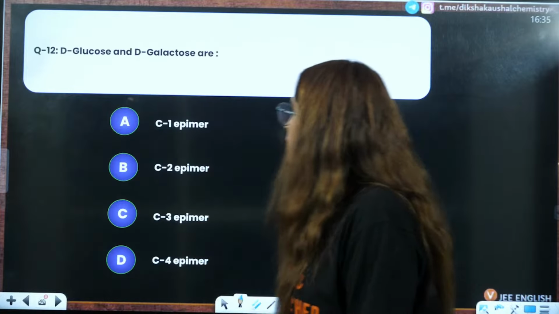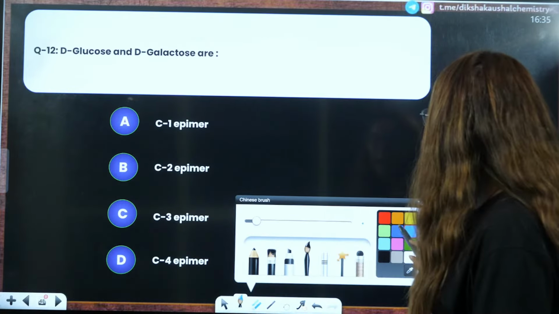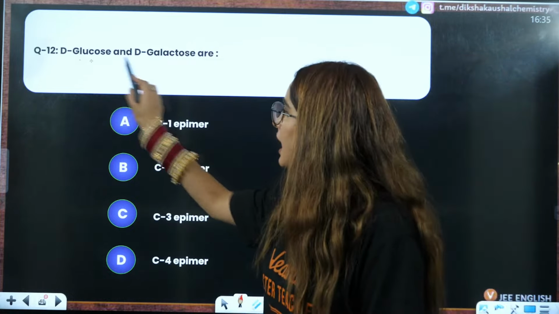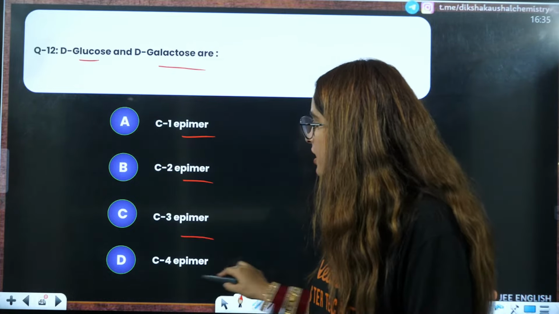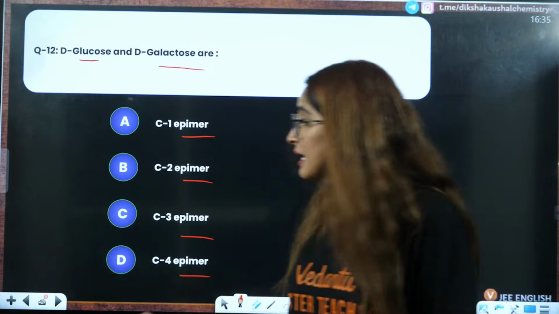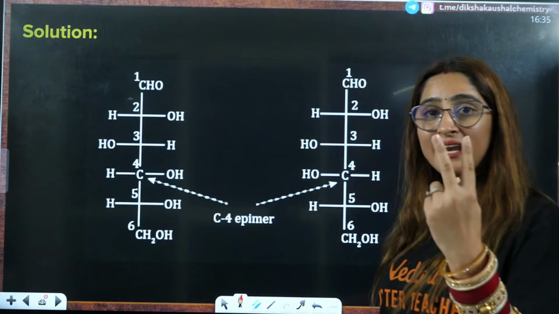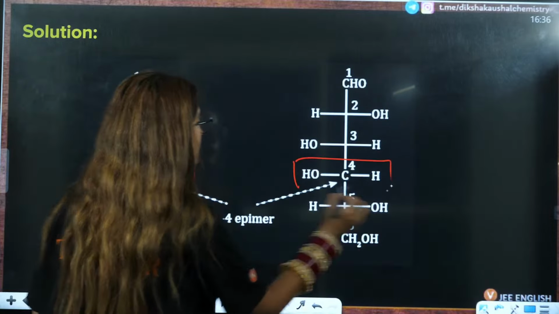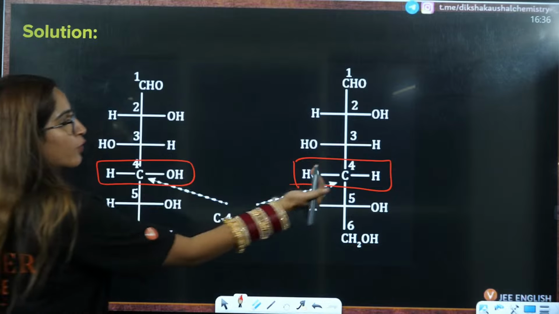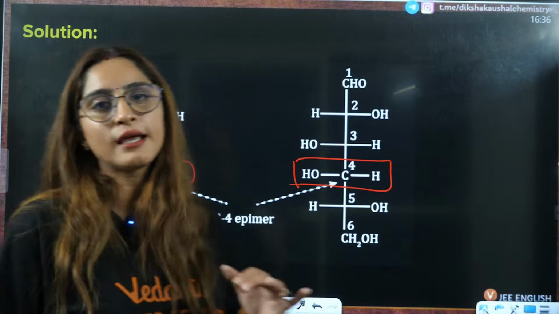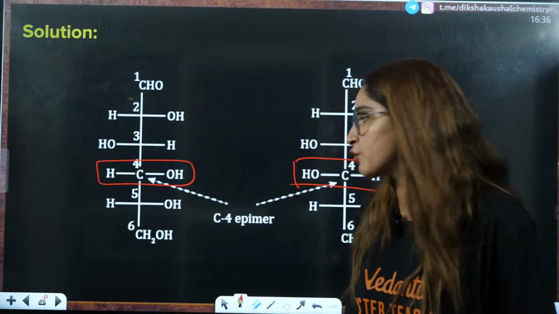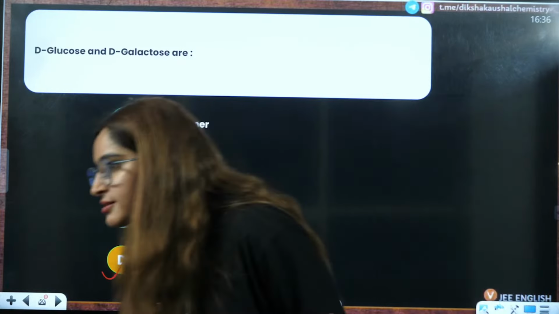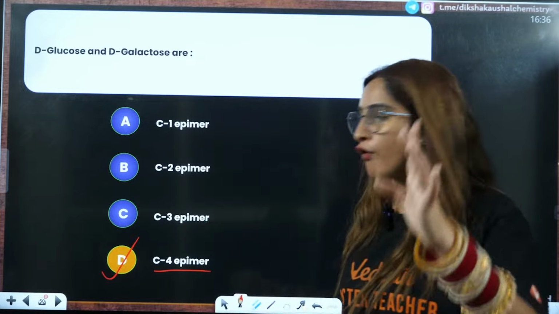Okay. Next we have glucose and galactose are. Glucose and galactose are definitely epimers of each other, but at which position? The chirality is changing on the 4th position, as you can see here. Here OH is on the right side, OH is on the left side. Other things are the same in glucose and galactose. So they are C4 epimers.